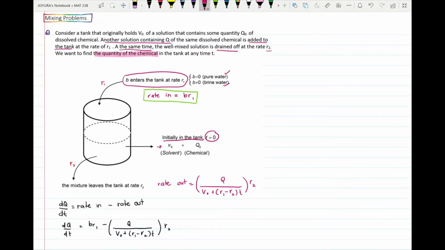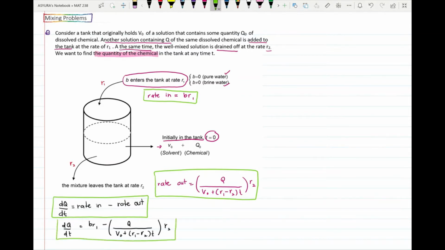Next, at the same time, the well-mixed solution is drained off at the rate of R2. We want to find the quantity of the chemical, so the formula for rate out will be this one. Basically, the formula that we will use here is dQ/dt equals rate in minus rate out, or we can say dQ/dt equals B R1 minus Q over (V0 plus (R1 minus R2)t) times R2. So this is the formula that we will use.